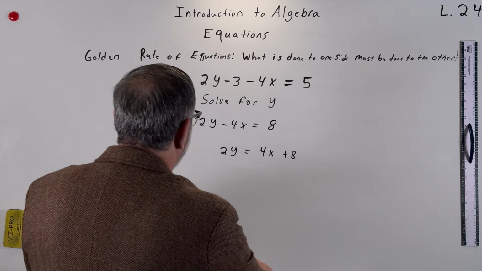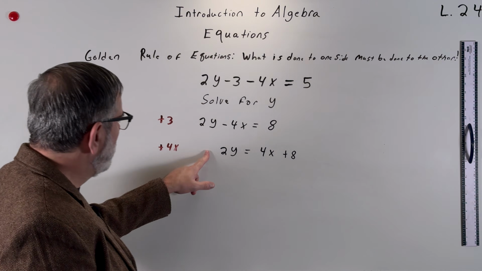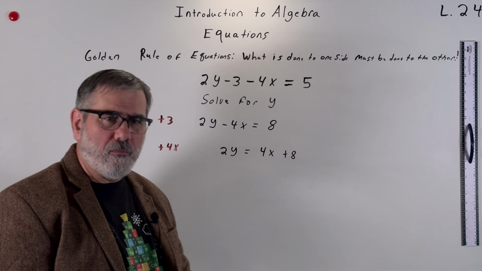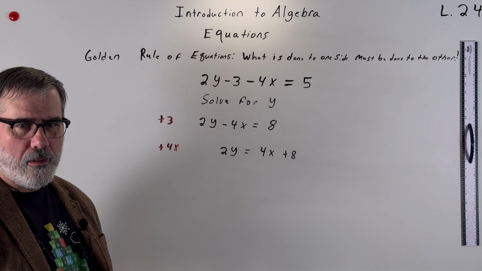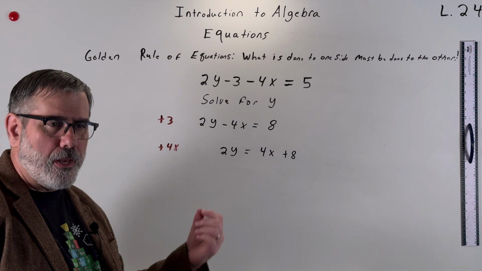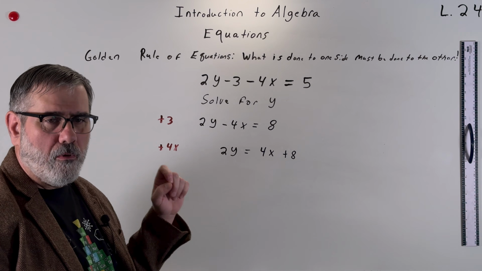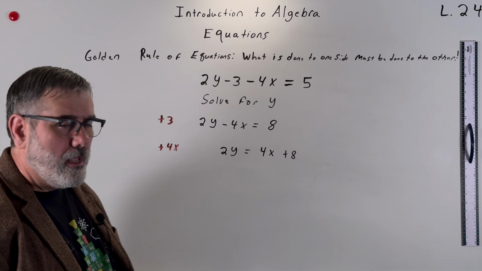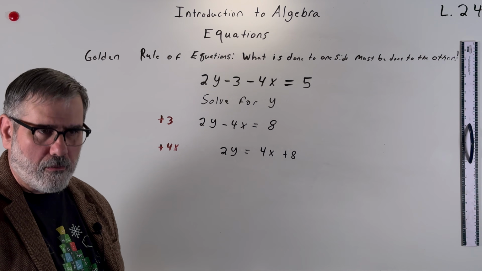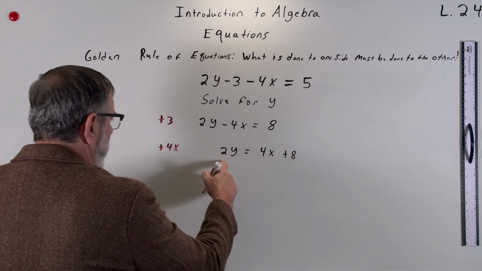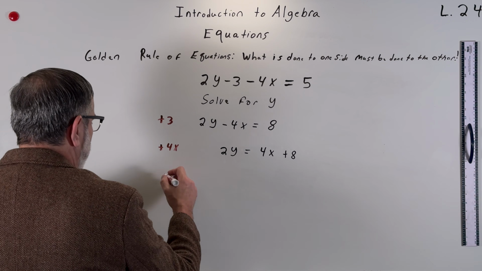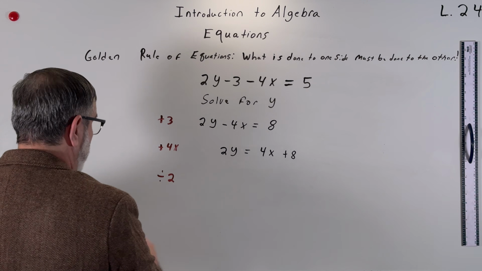So how do we get rid of that 2 in front of the y? By the way, the numbers in front of variables are oftentimes referred to as coefficients. So if you hear that term, that's what they mean. That's the number in front of a variable. Okay? So in this case, 2 is the coefficient in the expression 2y. All right? Well, we can get rid of the 2 by simply dividing the left-hand side by 2. So let's divide by 2.